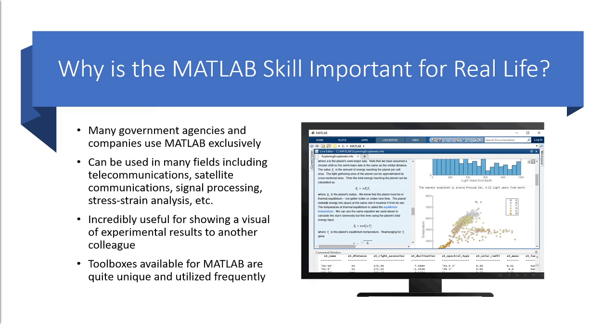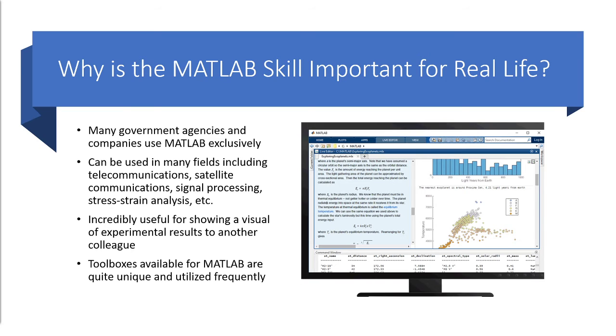Alongside that, it is also a very important programming language because it is so versatile in many different fields of engineering and STEM. Some of those things include telecommunications and satellite communications, also things like signal processing, stress strain analysis, thermal analysis, the list goes on and on. Point is, it's incredibly versatile, and knowing at least the basic foundation of MATLAB can help you in almost any field of engineering imaginable.